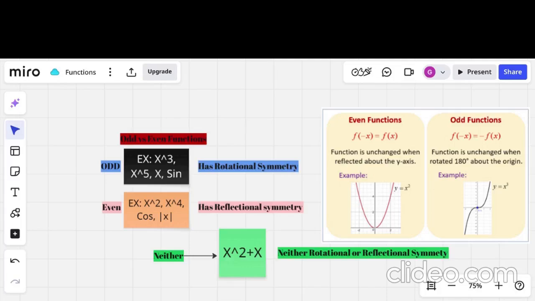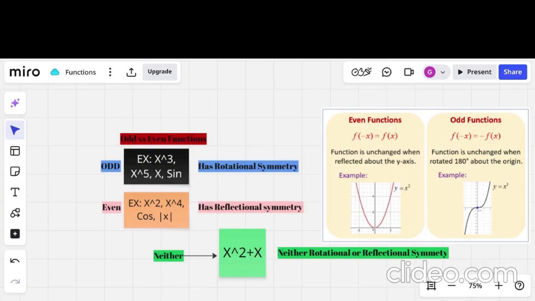Today we will be going over odd versus even functions. If you're referring to an odd or even function, basically you're talking about what type of symmetry it has. And in some cases it can even be neither, as you can see down here. But we'll go over that in a minute.